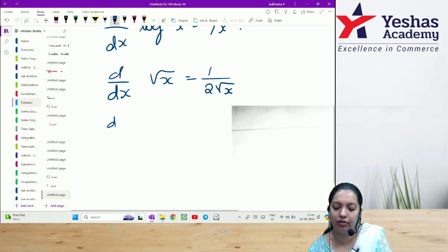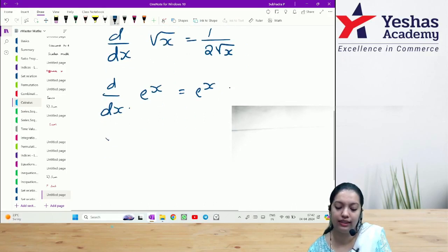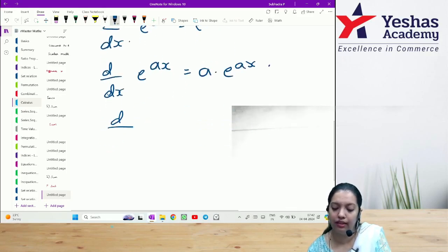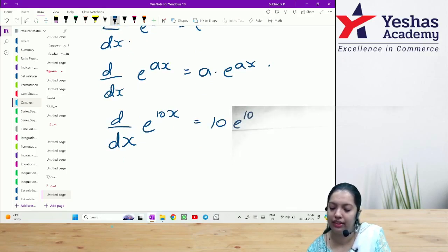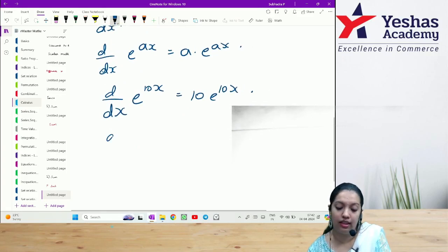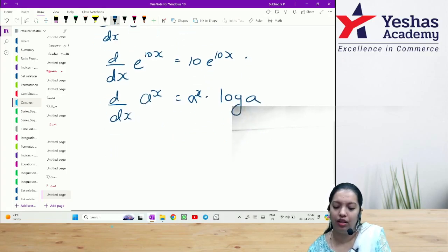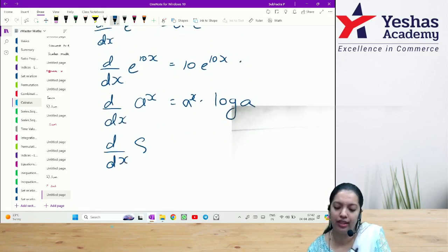What is the derivative of e power x? e power x. What is the derivative of e power ax? a into e power ax. For example, the derivative of e power 10x will be 10 into e power 10x. Correct? Next, the derivative of a power x is a power x into log a. Example, the derivative of 8 power x will be 8 power x into log 8.